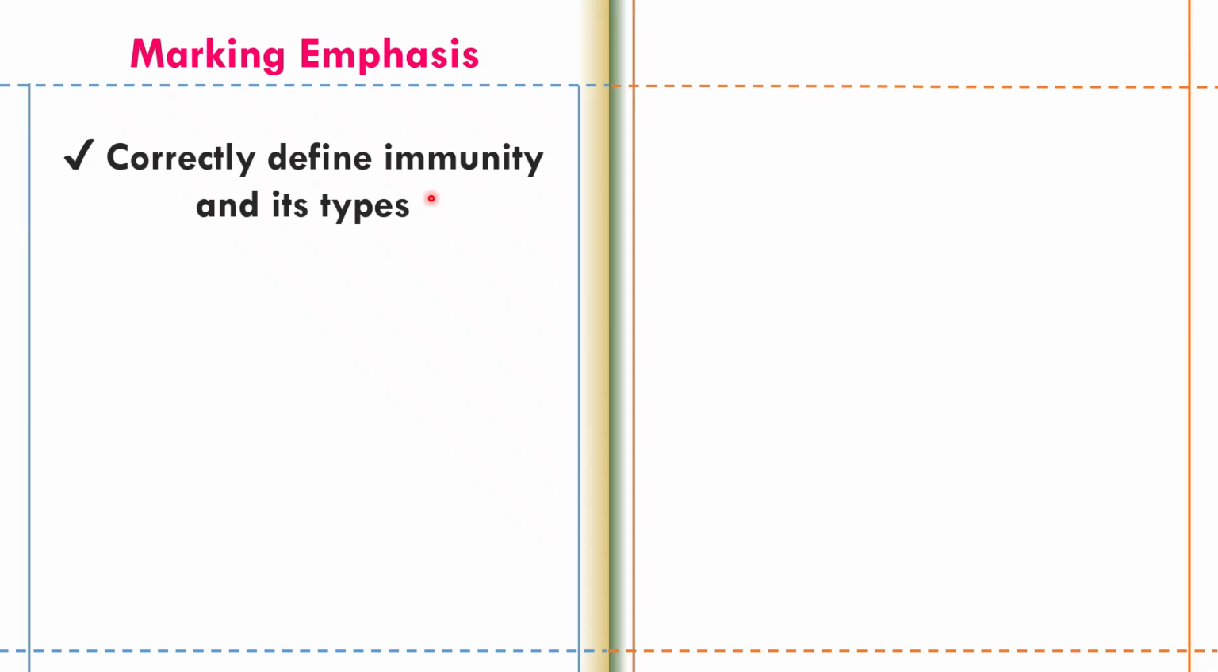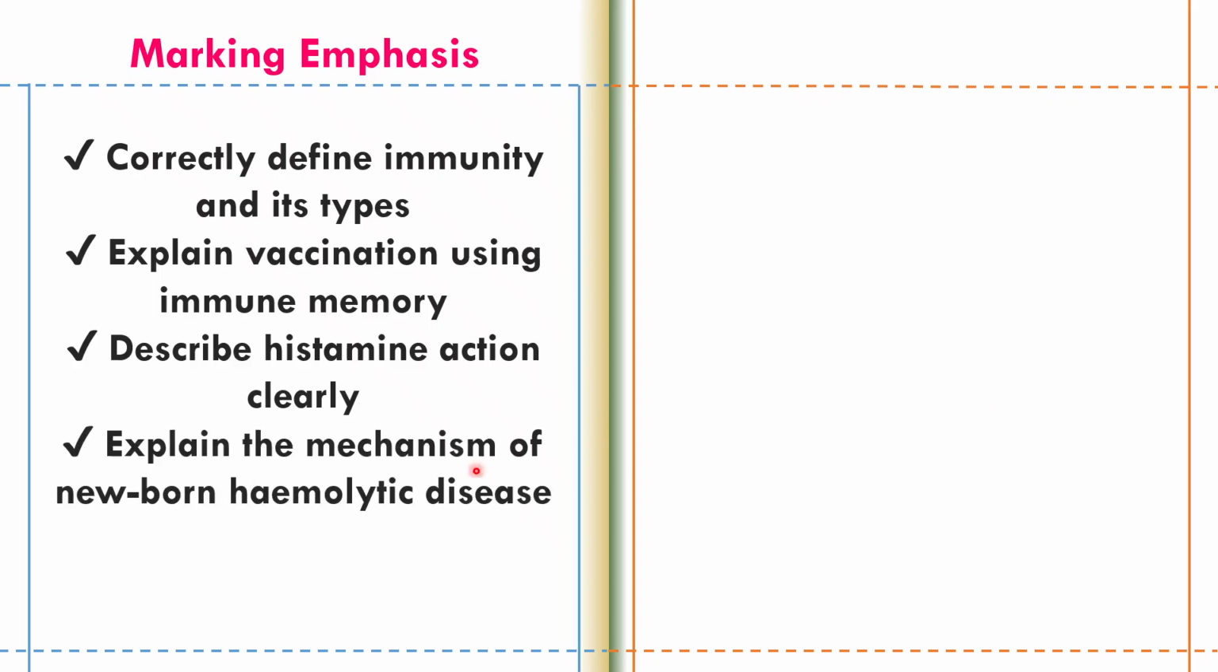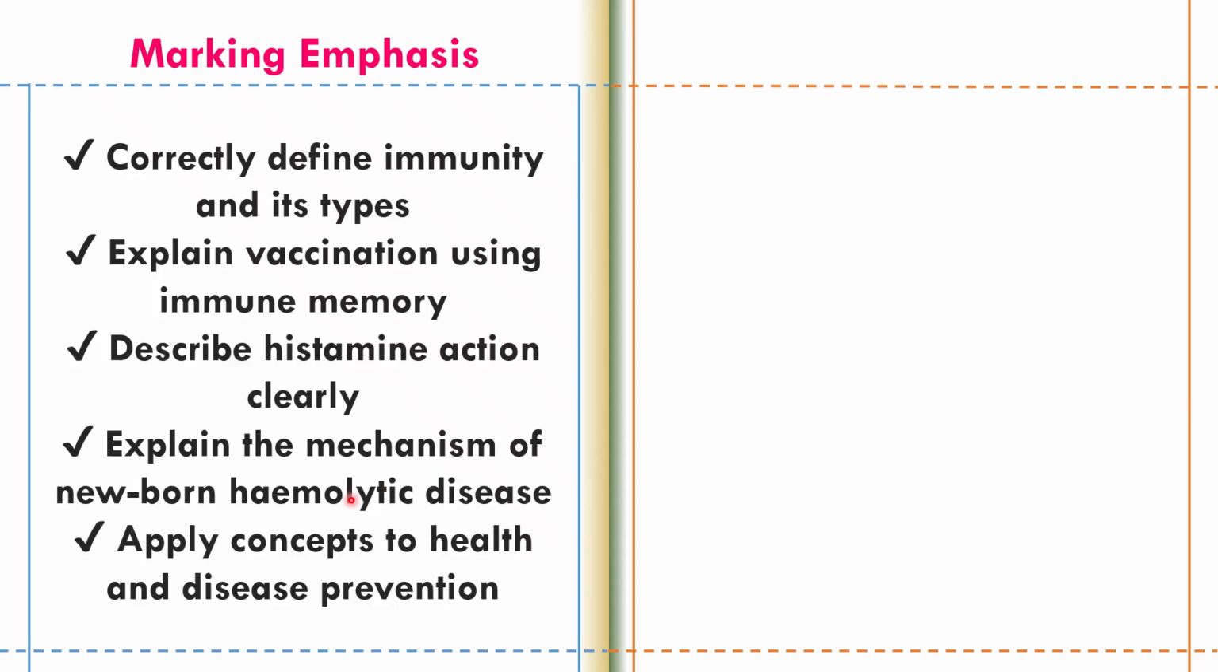Marking emphasis. Correctly define immunity and its types. Explain vaccination using immune memory. Describe histamine action clearly. Explain the mechanism of newborn hemolytic disease. Apply concepts of health and disease prevention.